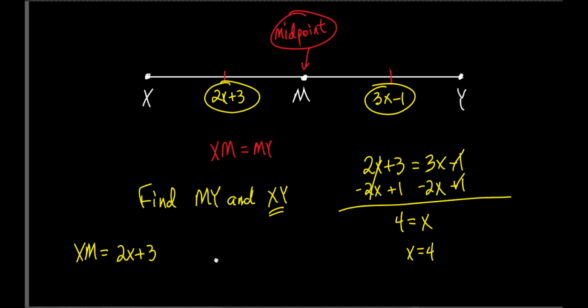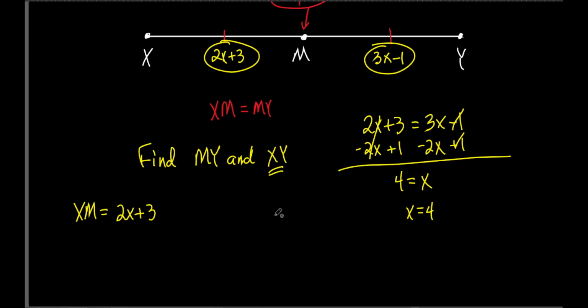2x plus 3. What did I just find? I just found x, which is 4. That's right. So let's put it in here. 2 times what? 4 plus 3. 2 times 4 is? 8 plus 3 is? 11. So what's x m? It's 11.